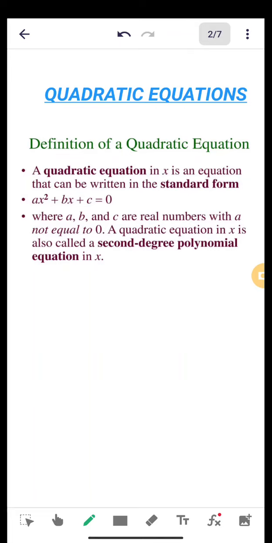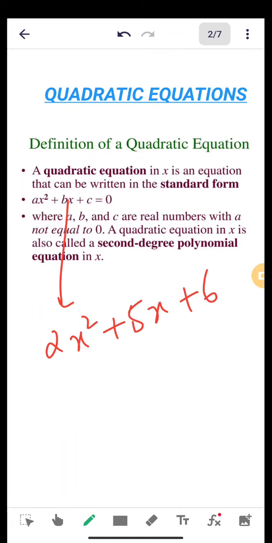Quadratic equations. So what is a quadratic equation? A quadratic equation in x is an equation that can be written in the standard form ax² + bx + c, where a, b, c are real numbers and a is not equal to 0. So any equation which can be written in the form ax² + bx + c, you can write 2x² + 5x + 6.